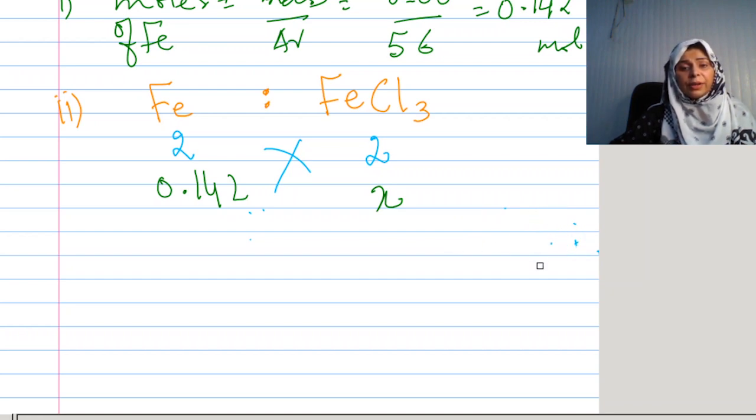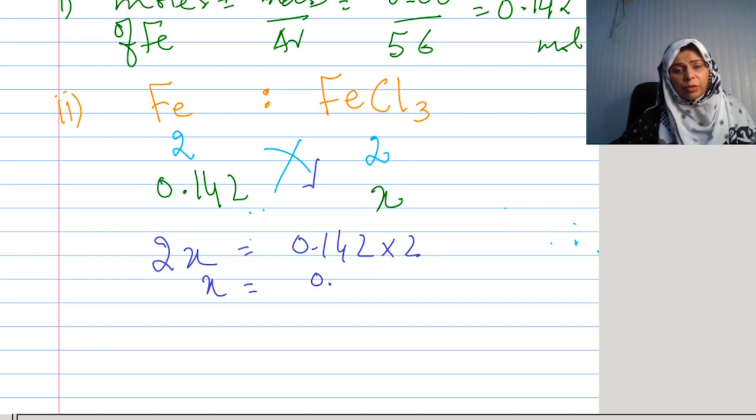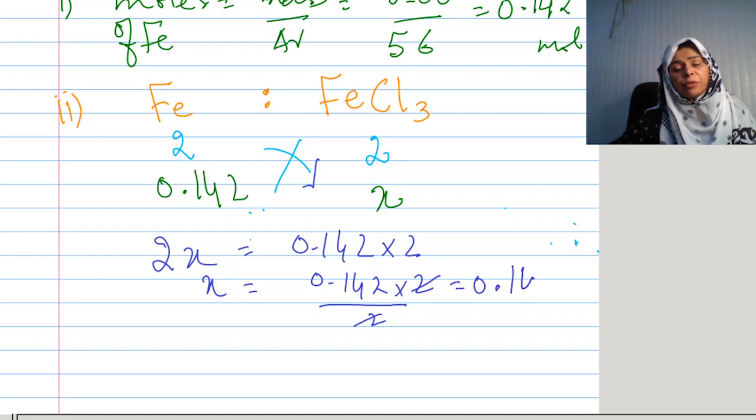Clearly guys, look here. This 2 will get multiplied by this 2x. I will write 2x here, and 0.142 multiplied by 2. Okay, if x is written here, then 0.142 into 2, this 2 will go down of this value. It will be cancelled out and we will get the value 0.142 moles. So these are the moles of FeCl3.